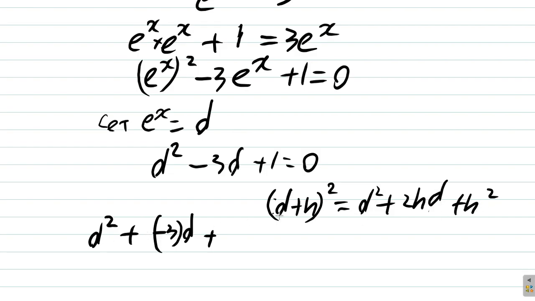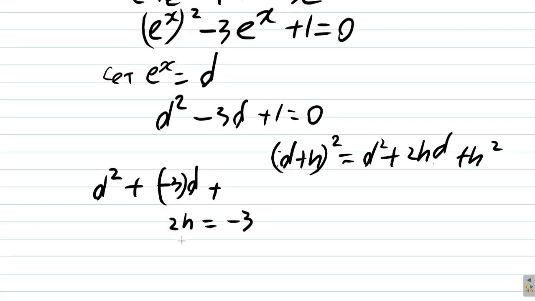Alright, so you have 1d squared, no problem there. 2 times h times d. So here, negative 3 times d. So 2h is the same as negative 3. Alright? You have negative 3d here. I have 2hd here. And then plus h squared. So we need to find h and square it. What is h? H would be negative 3 over 2 and then squared. Alright. So it's negative 3 over 2 all squared.